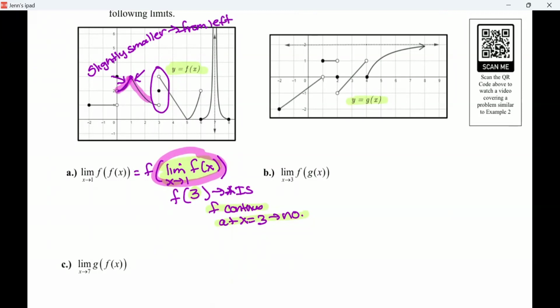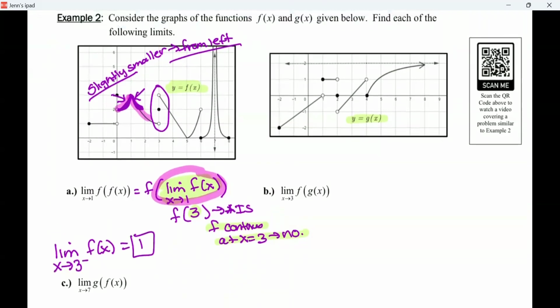Now, these are your y values. But remember, when you're doing composition notation, those output values become the input. So because this function is not continuous at 3, and because of all of these y values when I discovered this limit as x approaches 1, what I now have to do is find the limit as x approaches 3 from the left of f of x. I'm looking at those x values that are slightly smaller than 3, because remember, these output values were slightly smaller than 3. So the limit as x approaches 3 from the left is going to be 1.